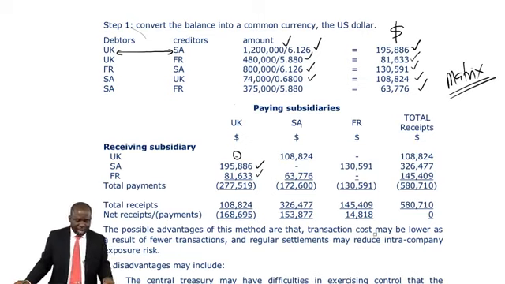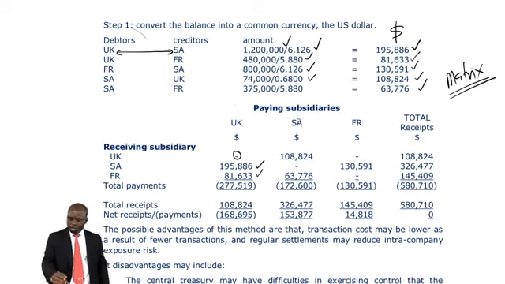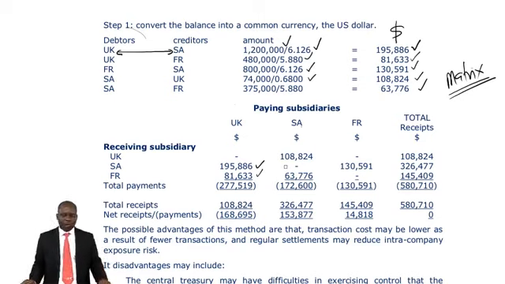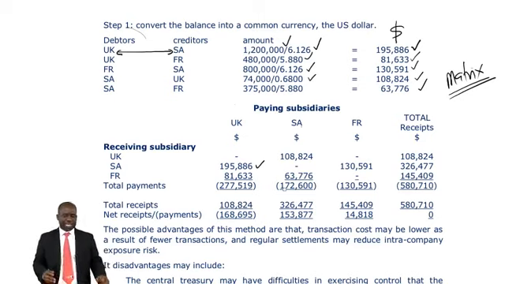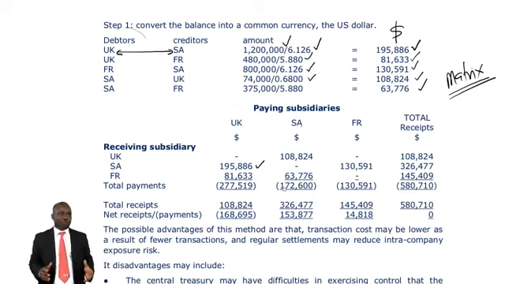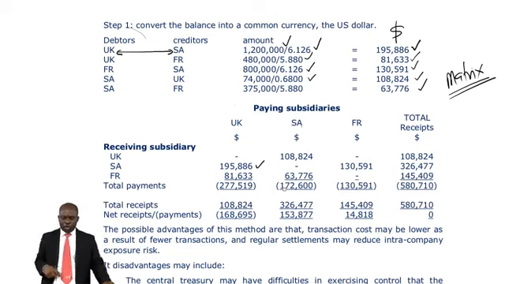The next one is South Africa paying UK. South Africa is paying, so you have to read down. UK is receiving, you have to read across. That will be the intersection. That's why the figure is there. Then the last one is South Africa paying France. South Africa is paying, read down, and France is receiving, read across. This is where it will intersect. You have allocated all of them. All the other places you put a dash or a 0.